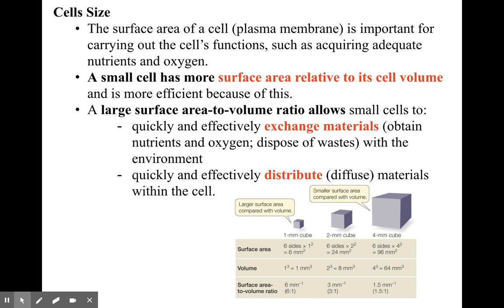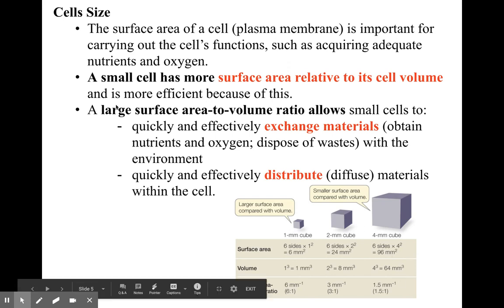So it's all about speed. If you cannot get rid of your waste fast enough, if you cannot get oxygen and nutrients fast enough, then as a cell, you die. So too big of a cell really causes the death of the cell.